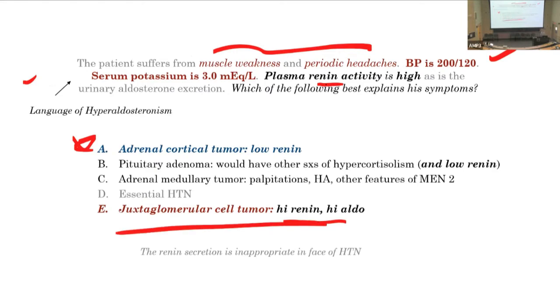A reninoma, a juxtaglomerular cell tumor, inappropriate. So if you had an adenoma, renin would be suppressed. FeO, the renin would be suppressed. So the high renin made this a rare tumor. You guys do good with that question.